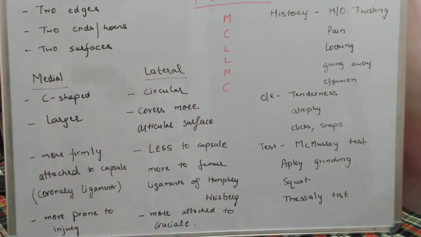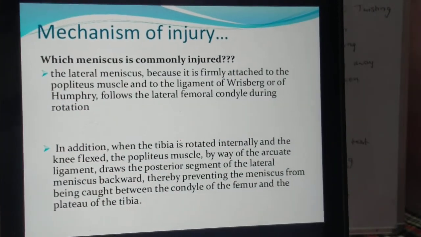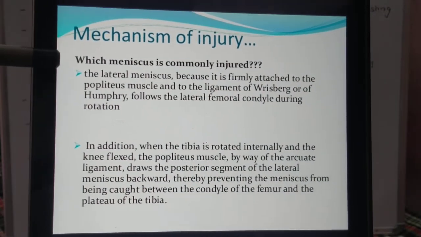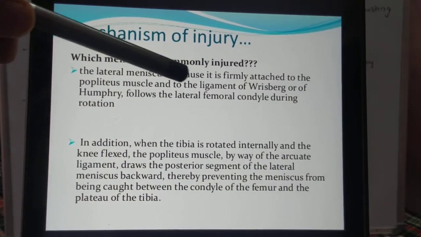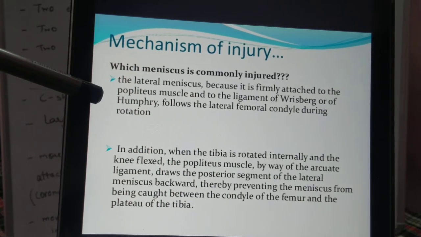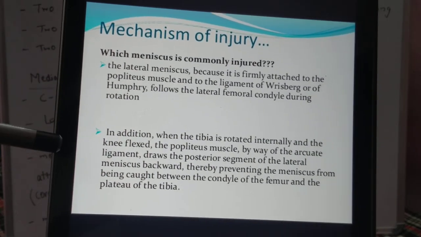We have already talked that the medial meniscus is more commonly injured. So we will repeat here which meniscus is more commonly injured. The lateral meniscus, because it is firmly attached to the popliteus muscle and to the ligaments of Wrisberg and Humphrey, it follows the lateral femoral condyle during the rotation.